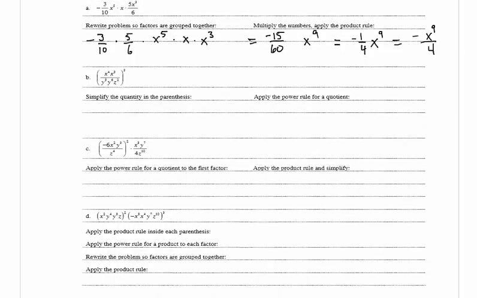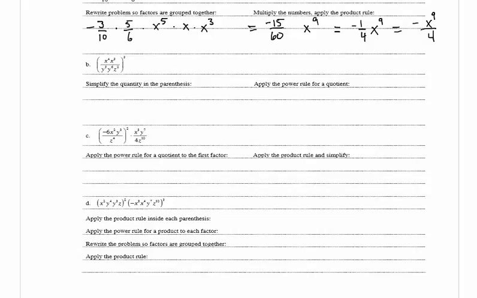In B, we have x to the fourth times x cubed divided by y to the fifth, y to the sixth, z squared, all cubed. And the first thing we want us to do is simplify the quantity in the parentheses. And we have x to the fourth times x cubed is going to be x to the seventh divided by y to the fifth times y to the sixth is equal to y to the 11th times z squared, and all of this cubed.